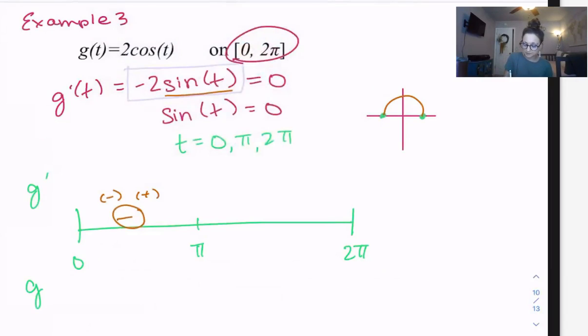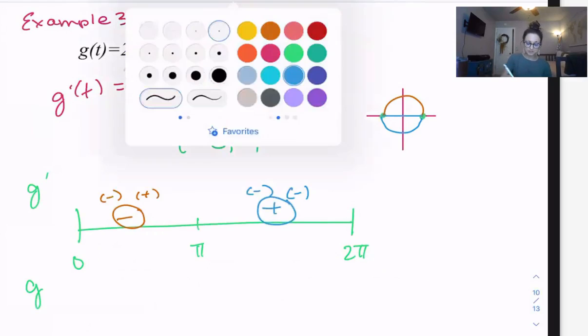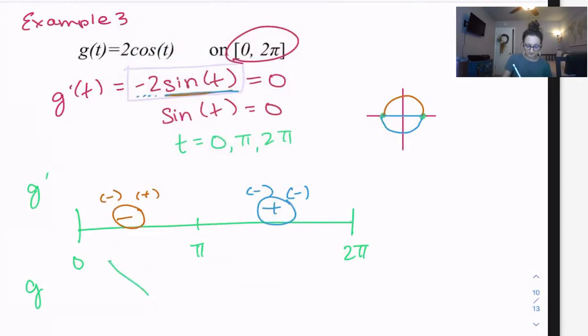And then let's keep going here. If I've got going from pi to 2 pi, that's quadrants 3 and 4. Sine is negative there. So again, this piece will be negative. But I still have that -2 I'm multiplying by. So negative times a negative is going to be a positive. So in this case, G goes from decreasing to increasing.